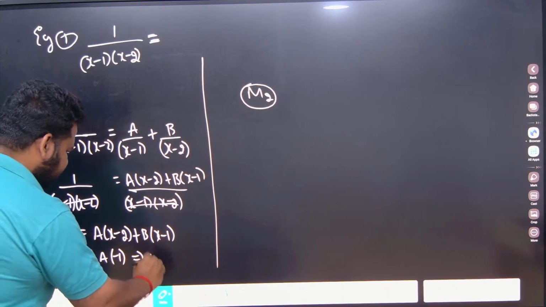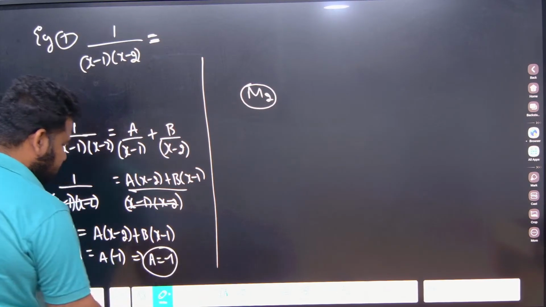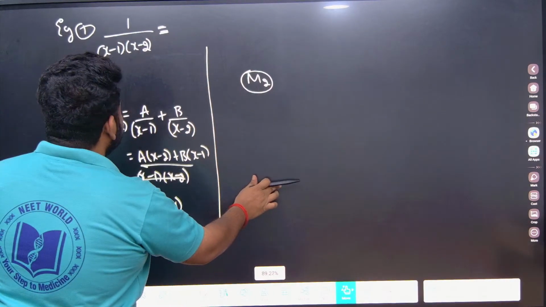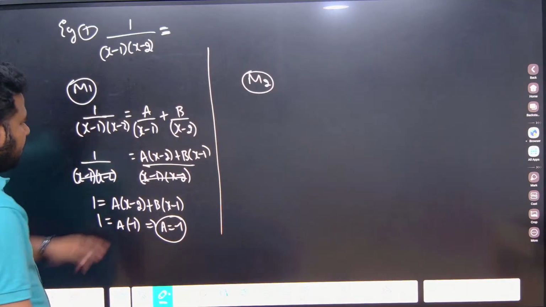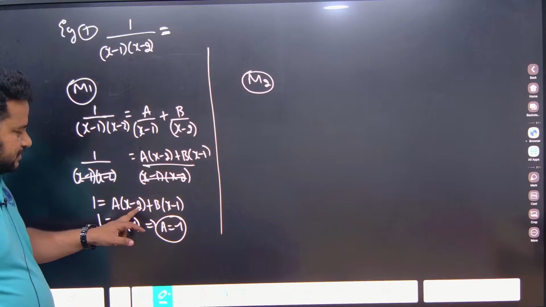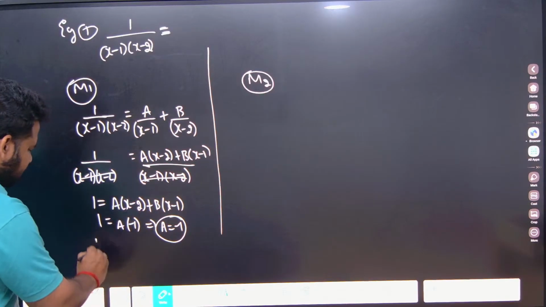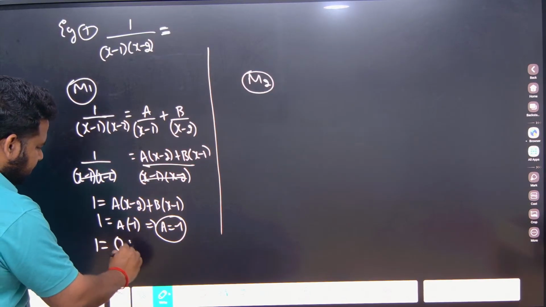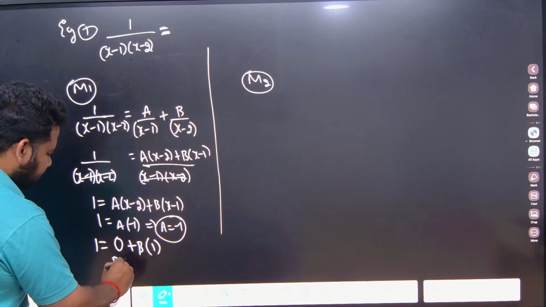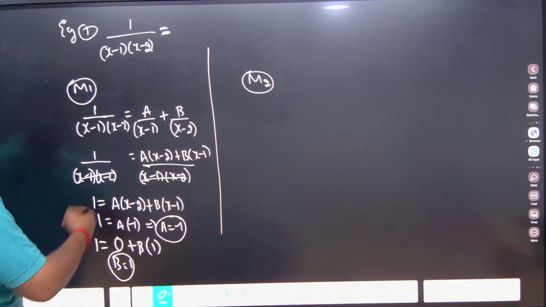So this implies a will be equal to minus 1. Similarly, if I put here under b, what am I having? x minus 2. If I put x is equal to 2, this will become 2 minus 2, which is 0. So b will become equal to 1 into 0 plus b into 2 minus 1, which is 1. So b will become equal to 1.